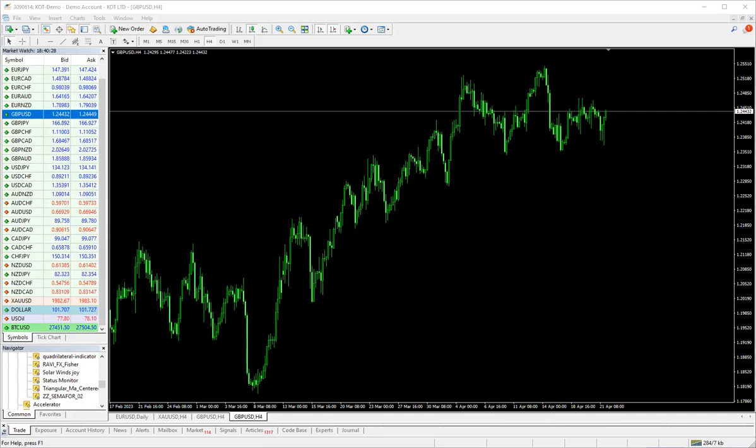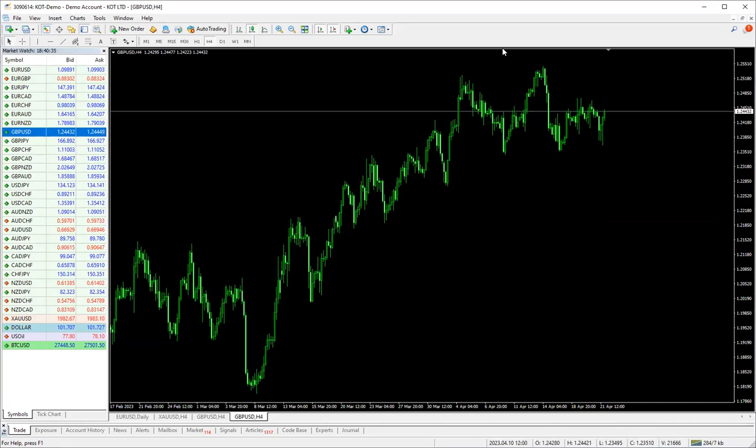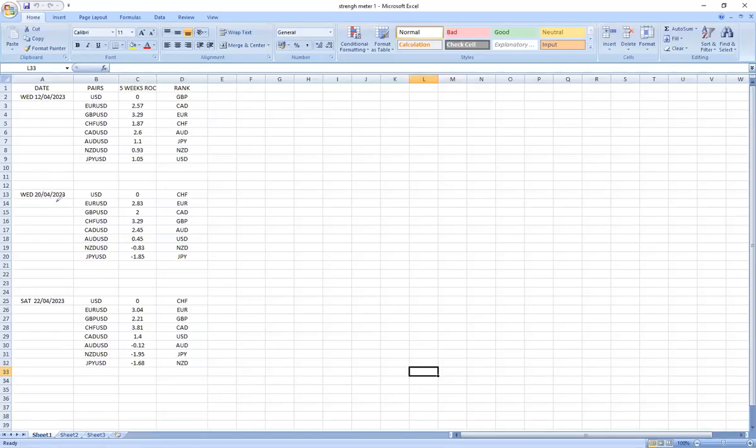On this chart, let me close this so that we can get a big view. Now, I want to show you something. Let's look at the currency strength meter I developed last week, on Wednesday. On that Wednesday, we arrived at the fact that CHF was the strongest, followed by EUR, followed by CAD, GBP, and the weakest was JPY, followed by NZD. The top one is the strongest and the bottom one is the weakest.